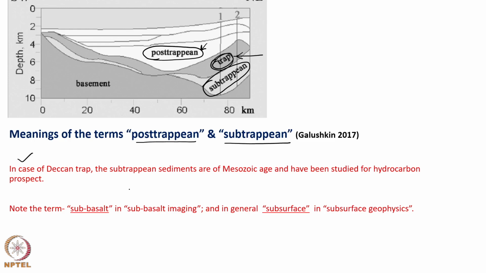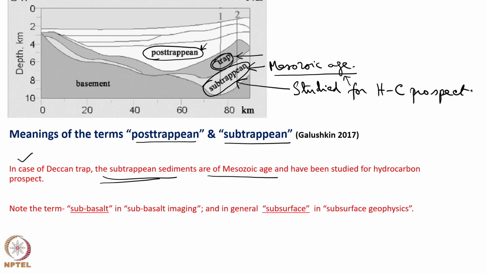In case of Deccan trap in Indian stratigraphy, the subtrappean sediments are of Mesozoic age. These subtrappean rocks have been studied for hydrocarbon prospect. In this context, also note the prefix sub in subbasalt, such as in subbasalt imaging in general, which means subsurface, and in the same sense we say subsurface geophysics. When we say subbasalt imaging, that means we are looking at the subtrappean.